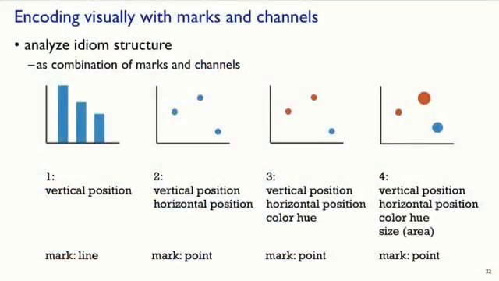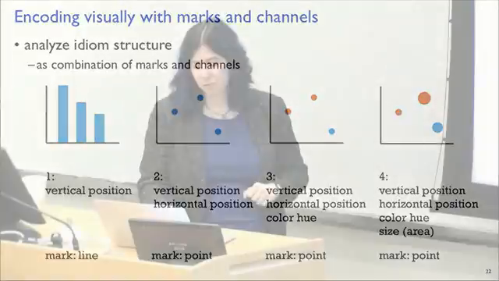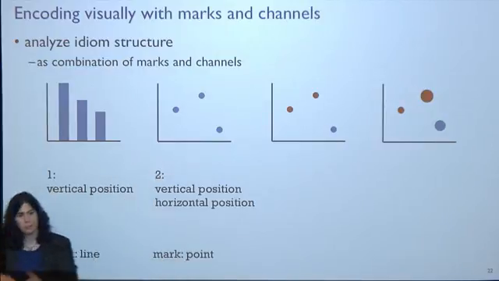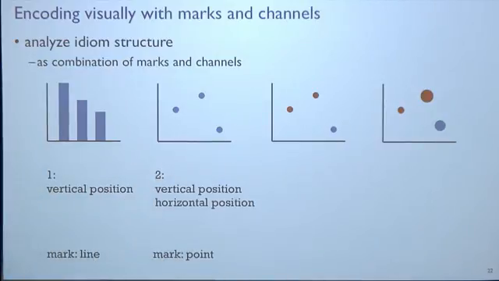Once we have this idea of marks and channels, then we can start to actually analyze things. I'm picking very, very simple examples just to walk us through. What can we say about a bar chart? Well, it's encoding using vertical position a mark that is a line. What about a scatter plot? Now we're encoding two different attributes, vertical and horizontal, and we've switched from a line mark to a point mark. Then we can start to add more channels. Once we add the channel of color, now we can encode a third attribute. And once we add a fourth channel of size, now we can encode a fourth attribute. So these are simple examples, but they give us a vocabulary.